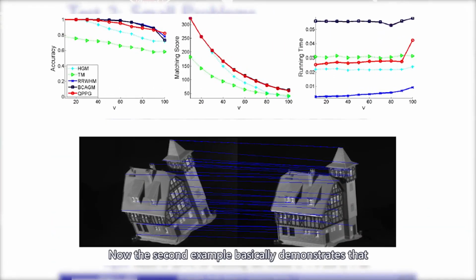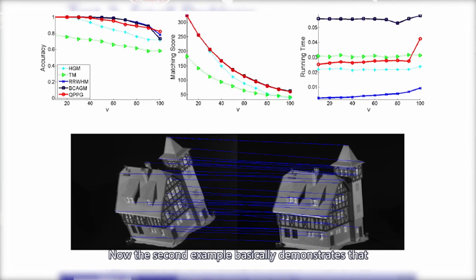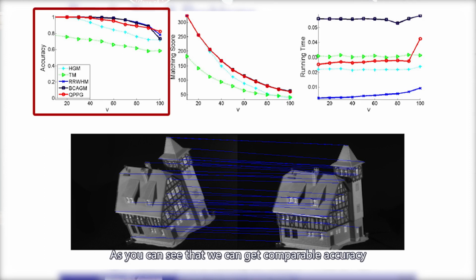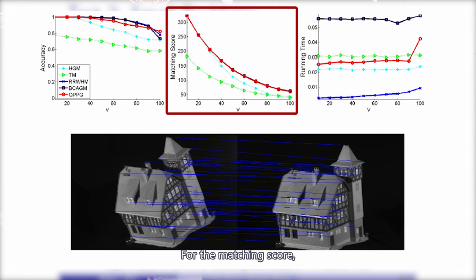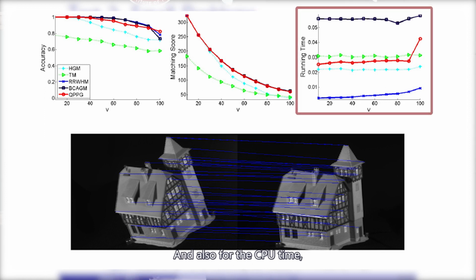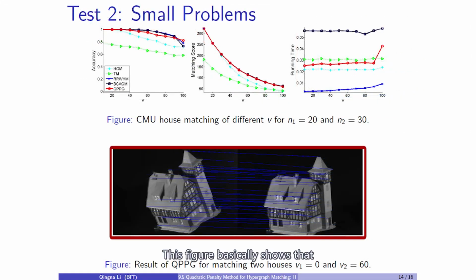Now, the second example demonstrates the comparison of our method with the other four methods. The red line is our method. As you can see, we get comparable accuracy with the RRWHM method, and we are better than the other three methods. For the matching score, our method also performs very well. And for the CPU time, it is just medium performance. And this figure shows how we match the two houses.